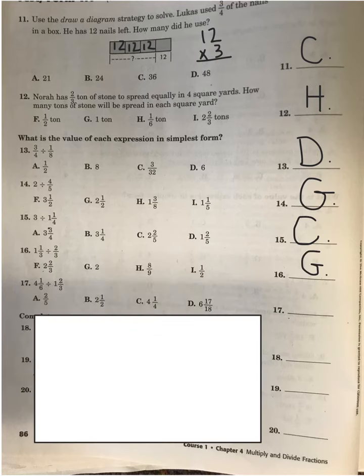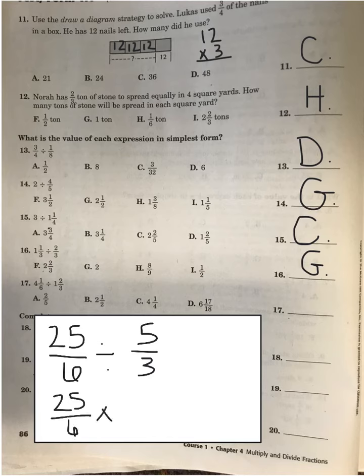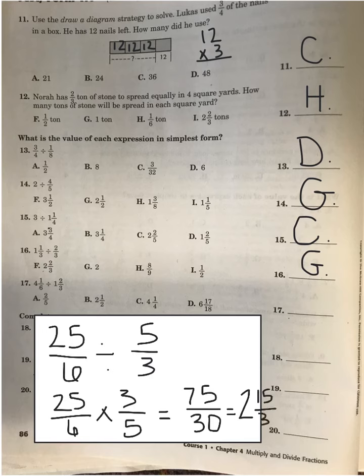Number 17, 4 1/6 divided by 2 2/3. We need to change both of the mixed numbers into improper fractions. So 4 1/6 will become 25/6 divided by 8/3. When we change that to be multiplication, then we can multiply across. This will give us 75 over 30, which we can then change into a mixed number of 2 15/30, or 2 1/2, which is letter B.